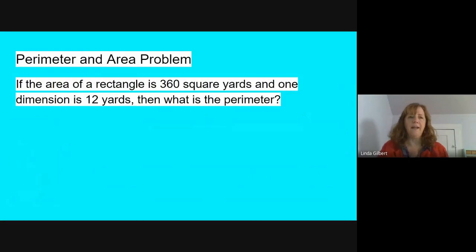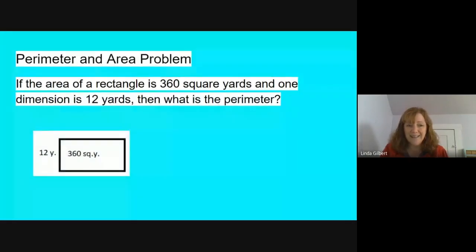Okay, last one. It's perimeter and area together. If the area of the rectangle is 360 square yards and one dimension is 12 yards, then what is the perimeter? This is a lot like the last one. The big difference is it doesn't ask what is that other dimension. It asks for the whole perimeter. So the rectangle would look like this. See if you can figure out what the whole perimeter of this rectangle would be.